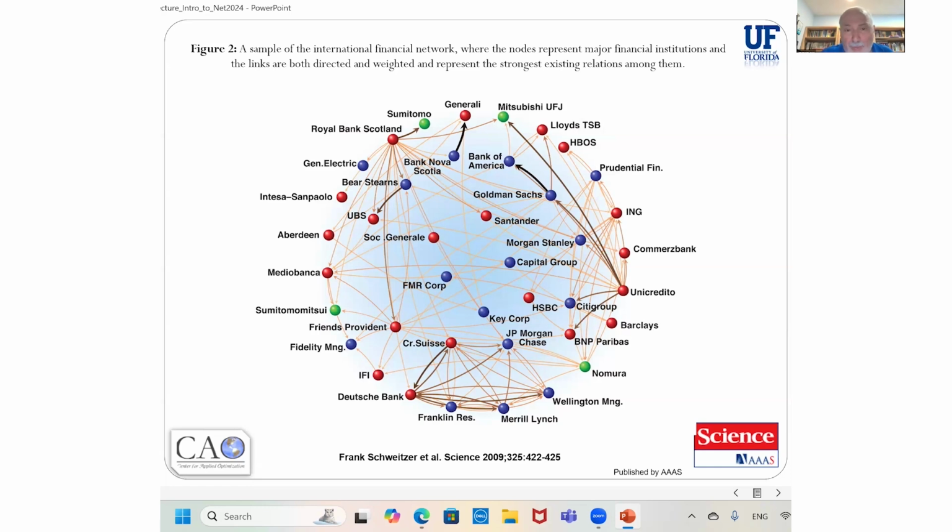And these are not the same, you know. For example, the blue nodes here are in North America, for example, Bank of America, Goldman Sachs, and so on. Some are in Europe, some are in Asia, and you see all of them are interconnected. And any disturbance on these financial networks causes a lot of problems.